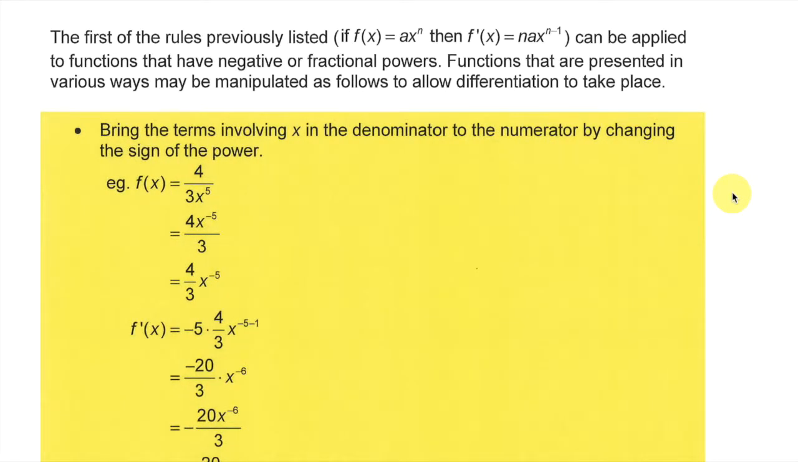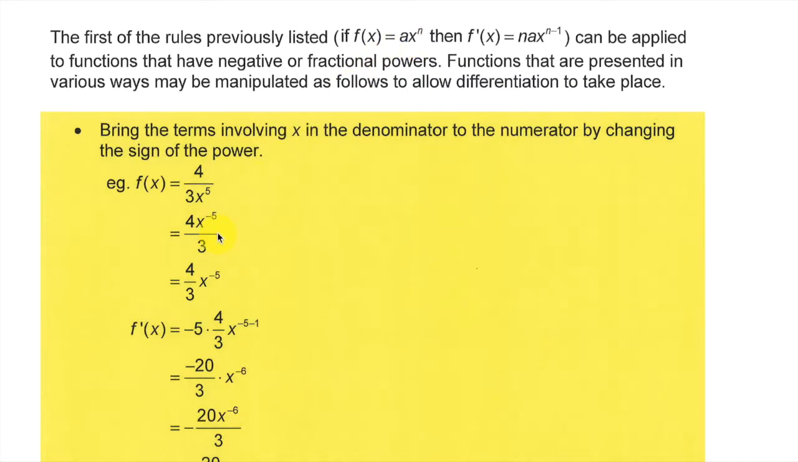When we're working out the derivative, it's really important that we get it into this kind of format. So f of x equals something times x to the power of something. When it's like that, I can apply this little general rule here and work out the derivative. So this applies for examples like this. So we've got 4 over 3x to the power of 5. What I need to do is manipulate that expression so it's in this format.